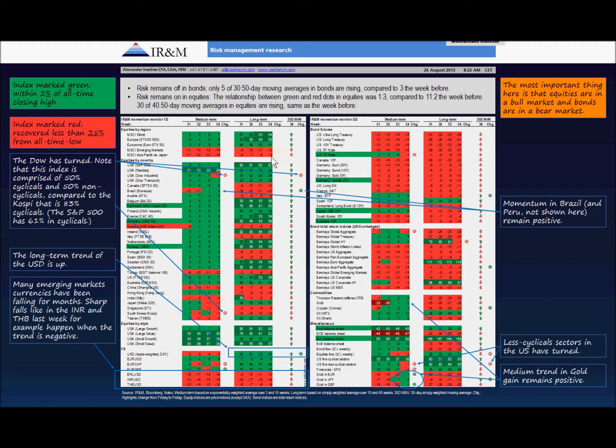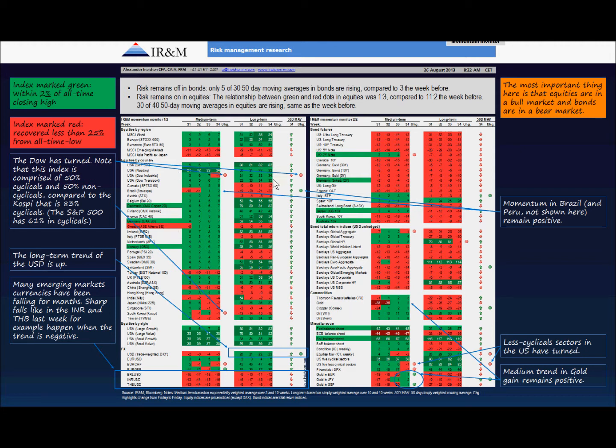Other aspects of this particular momentum monitor, emerging markets, there was a lot of volatility last week, and having produced this momentum monitor over the past couple of months, emerging markets have been negative for ages, or for many months. So in this particular case, the MSCI emerging markets for 14 weeks. And in this issue, I added a couple of emerging market currencies. Here also the trend has been negative.